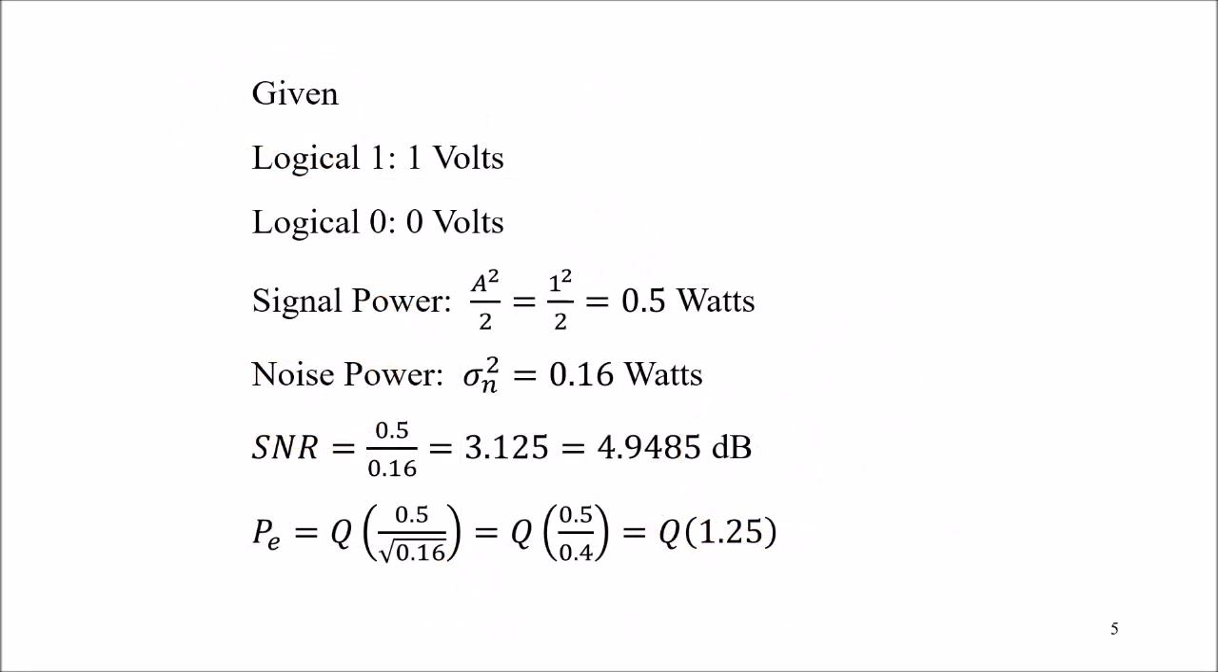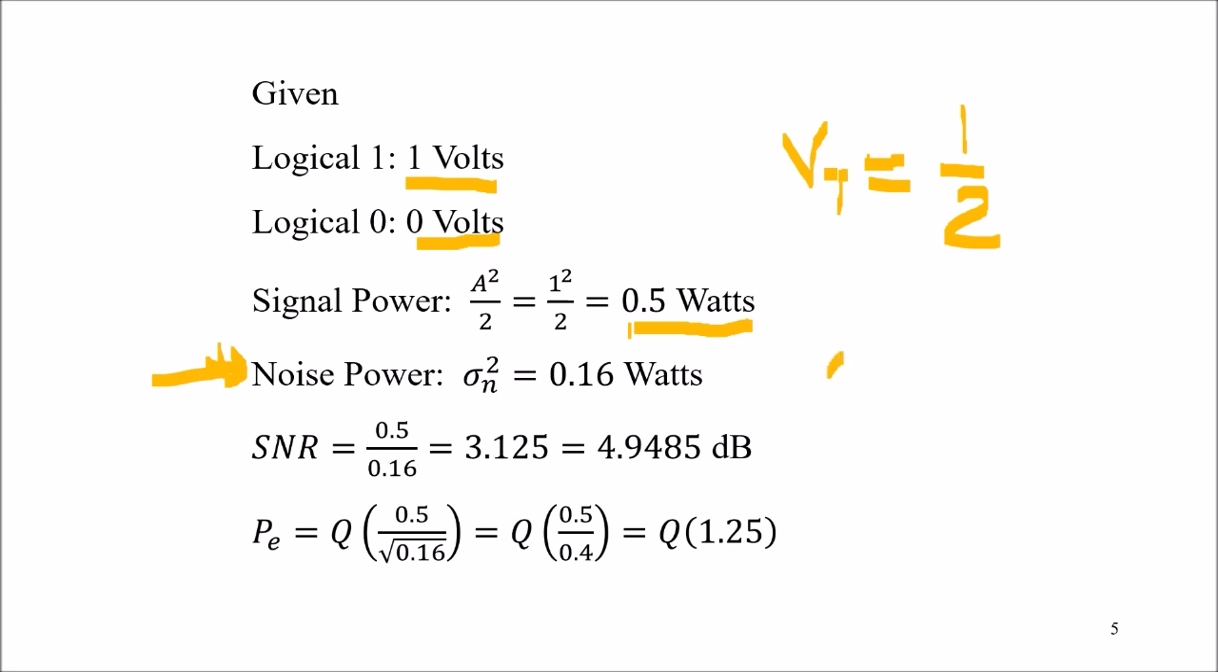So for a numerical example, let's say a logical 1 is 1 volt and a logical 0 is 0 volts. So the threshold voltage for the comparator is going to be 1/2 volt. Let's take for a numerical value our signal power. That would mean, if logical 1 is 1 volt, our signal power is going to be 1 squared divided by 2. That's going to be 1/2 watt. For a numerical example, let's take the variance of the noise power, the variance of the noise, equal to sigma n squared equal to 0.16 watts.